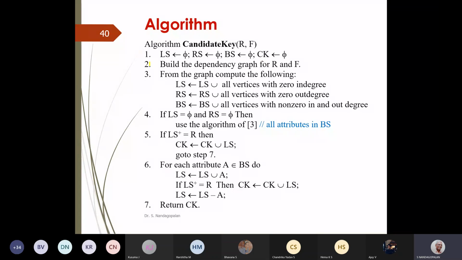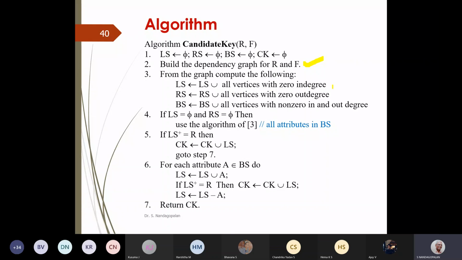That's a set again. So all these are set variables. Initially, let us assume that all are empty. Then we can build the dependency graph and then start adding the attributes to these set variables. So from the graph, you can compute what?